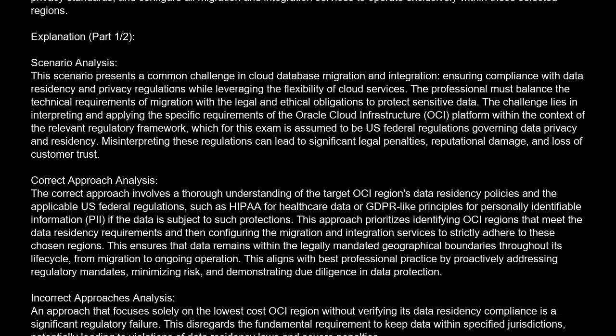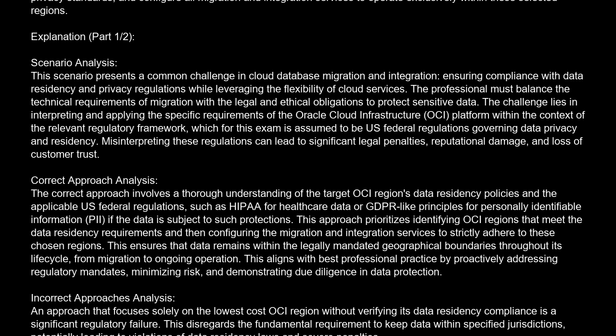Correct answer is B. Select OCI regions located within the continental United States that are certified to meet financial data residency and privacy standards, and configure all migration and integration services to operate exclusively within these selected regions.